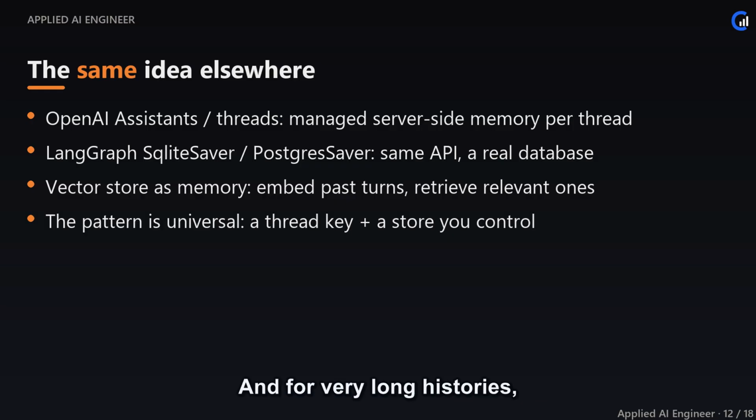And for very long histories, teams embed past turns into a vector store and retrieve only the relevant ones, memory as RAG. Different storage, one universal pattern, a thread key plus a store you control.